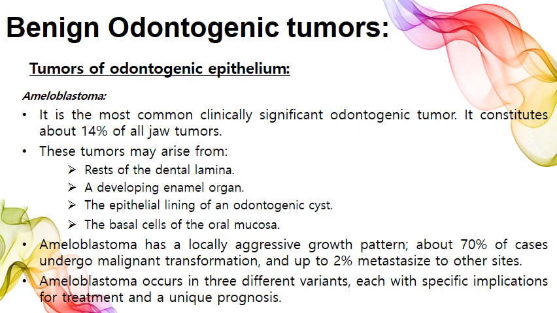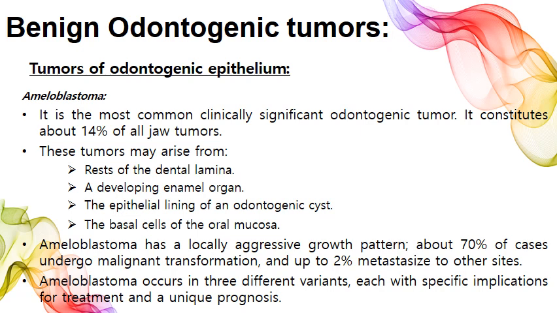These tumors may arise from rests of dental lamina, developing enamel organ, the epithelial lining of odontogenic cysts. That is why it is important, if we encounter any odontogenic cyst, we remove it completely to prevent any formation of any tumor from the lining of the odontogenic cyst. And finally, the basal cells of oral mucosa. All these are possible sources of ameloblastoma.